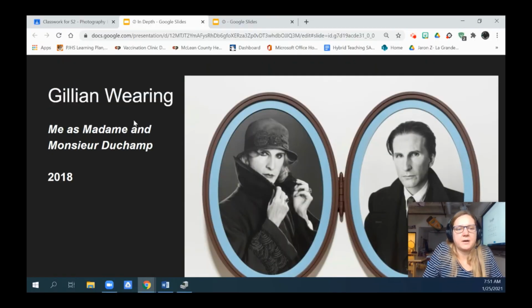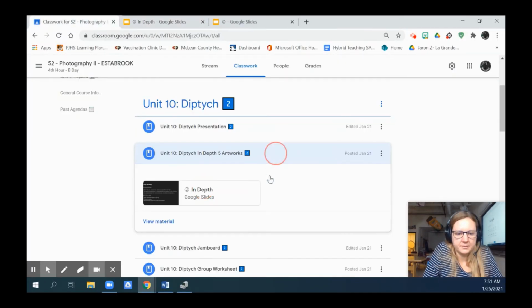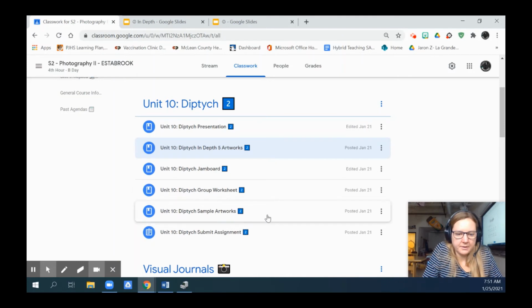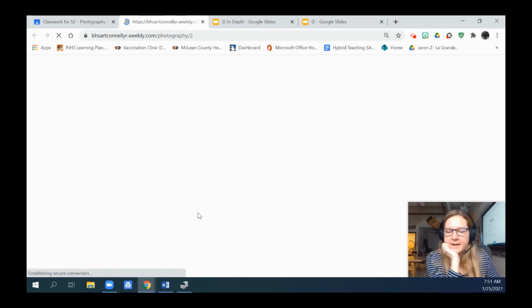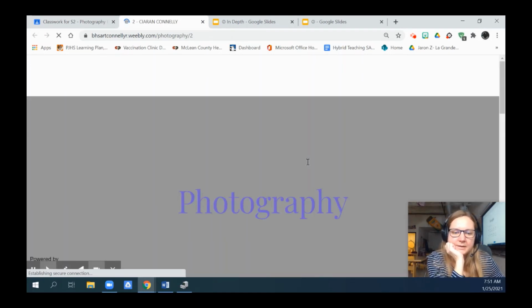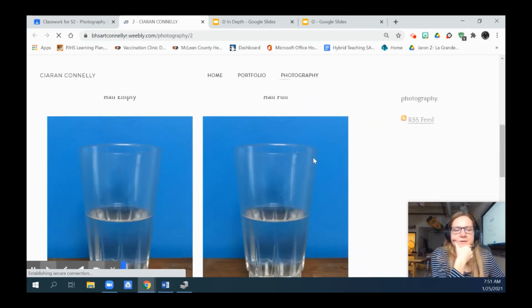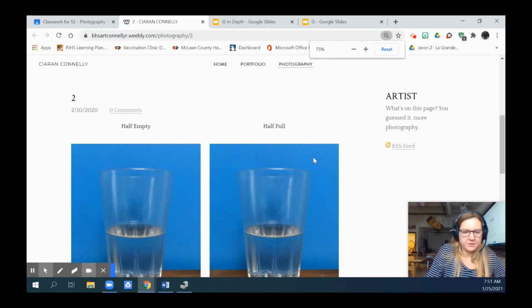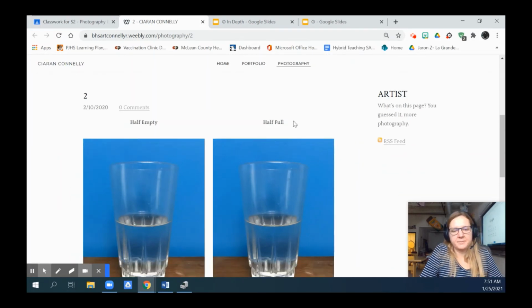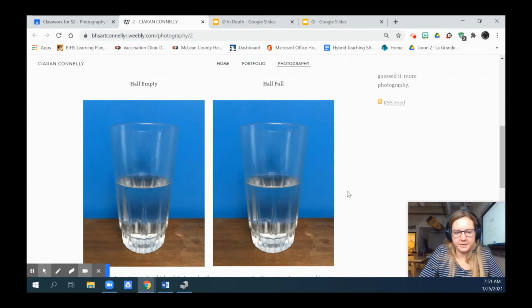Okay, so what are we going to do for this project? We are going to look at samples of what students have done in the past to get us thinking about it. So this one is a very conceptual piece. I've shown you artwork where you use the same picture in both images, just like the one with Lorna Simpson, where you just flip it over. But this one is called Half Empty and Half Full, and it is the exact same picture.